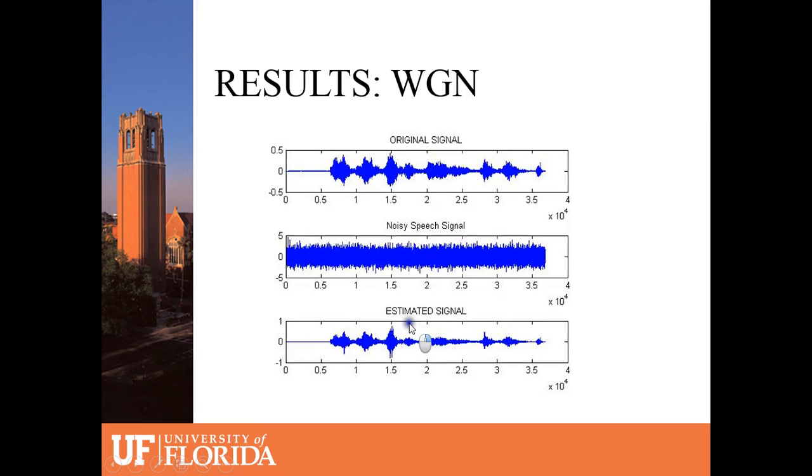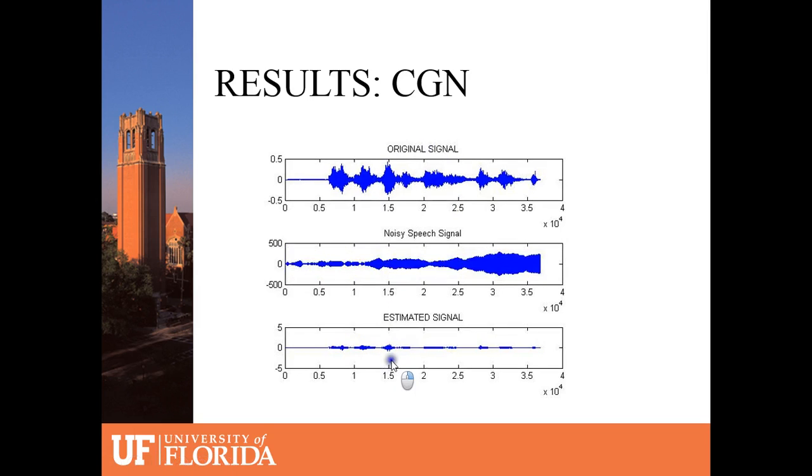So these are the results that we obtained by using Kalman filter for speech enhancement. As you can see, this is the original signal right here, and after adding the noise to the speech signal, it's degraded pretty badly, and this is the estimated signal, and it's pretty close to the original signal. And this is for the white Gaussian case, and this is for the colored Gaussian case.